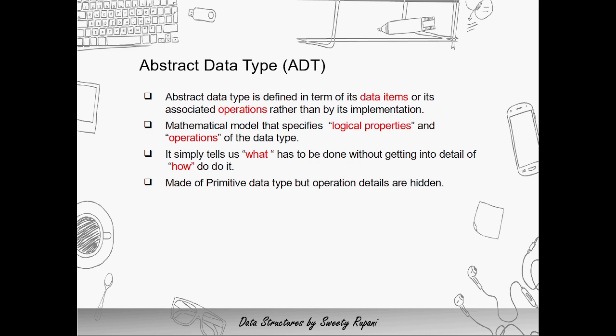It just gives an overview of what data items would be there for a particular structure, which type of data it can accept, and what all operations can be performed over there. So you can say that it is just a mathematical model which specifies logical properties and operations. Rather than going for how that operation is done, it just focuses on what is required to be done. So it would be made of primitive data types and operation details would be hidden.